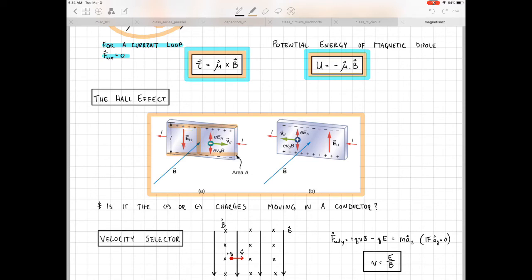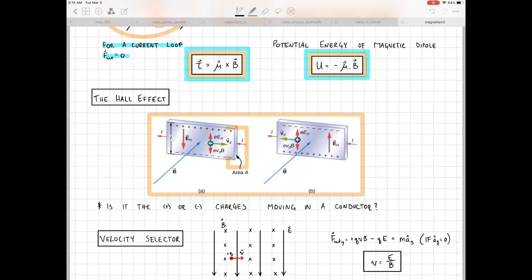The point of the Hall effect is that if you can measure the potential across the top and the bottom of the conductor, in this case, you will determine that the top, right, is at a higher potential than the bottom.